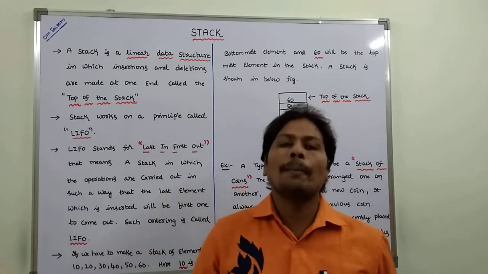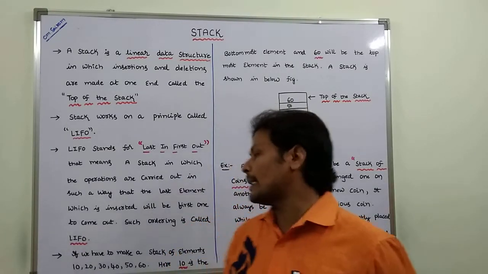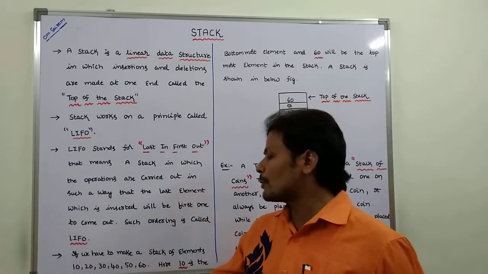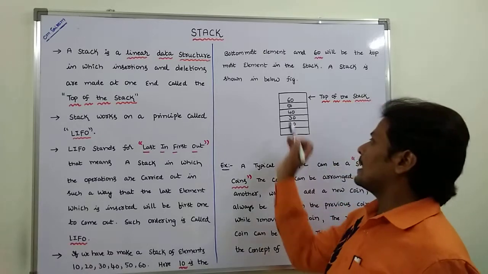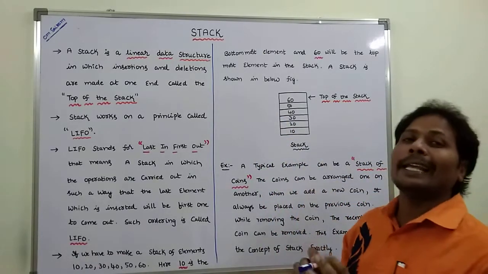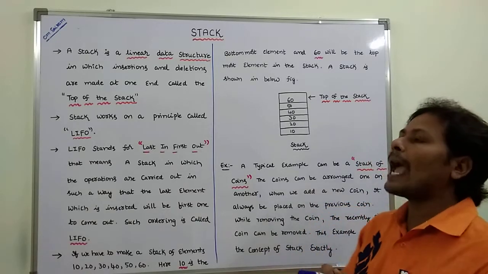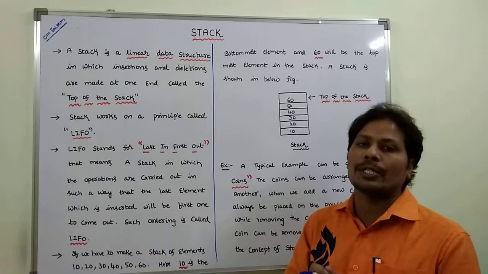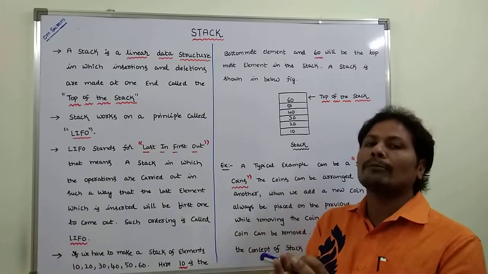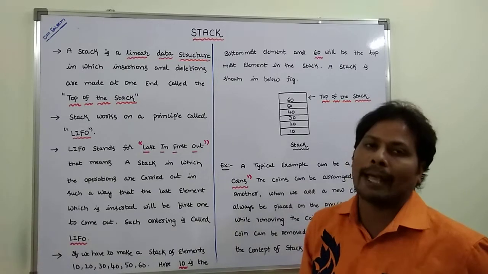Next one, suppose we have to take 6 elements. That elements are 10, 20, 30, 40, 50, 60. So this is a stack. Suppose initially the stack is empty. So stack is empty is nothing but top equal to 0. If top equal to 0 means there are no elements in the stack.